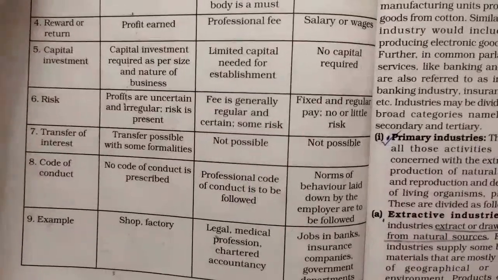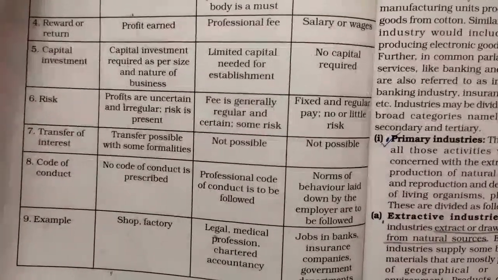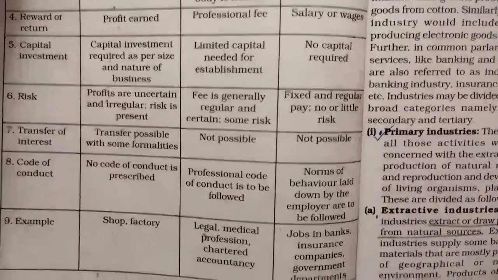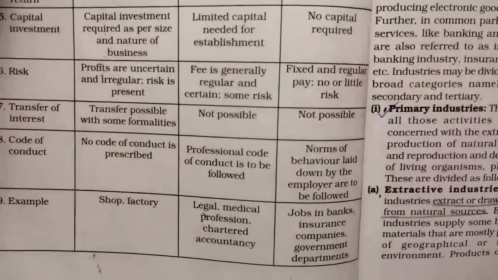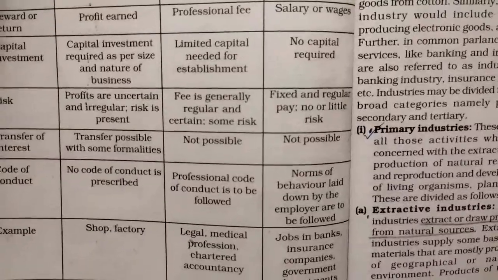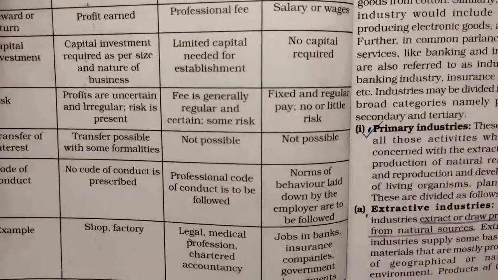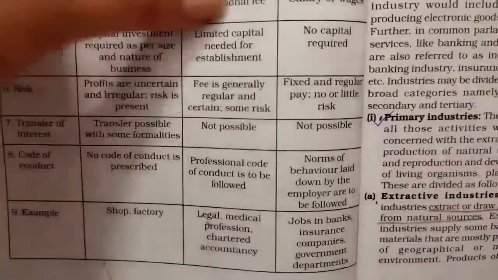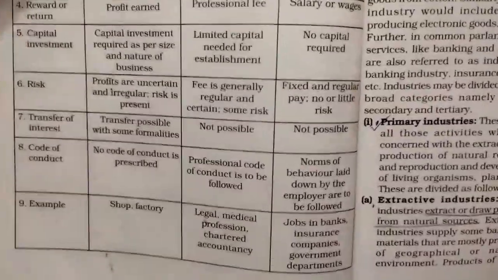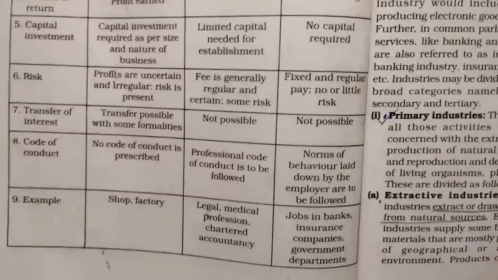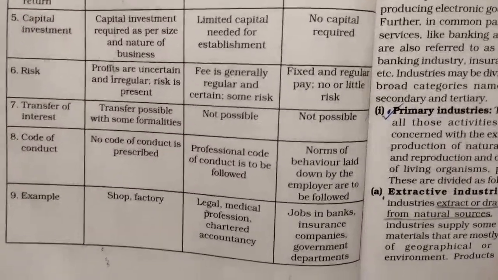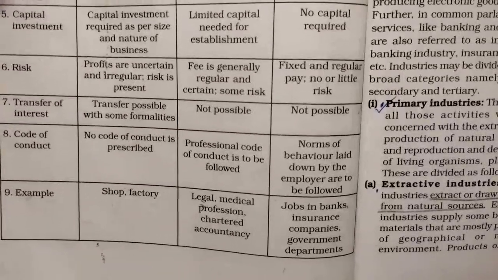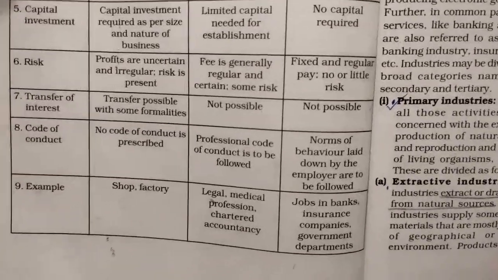Now talking about code of conduct, no code of conduct is prescribed in the business. Talking about professional, a professional code of conduct is to be followed. Talking about employment, norms or rules or regulations are set by the employer and they are to be strictly followed. For example, business may be in a shop or factory; professional is legal or medical, or chartered accountancy; and employment means jobs in banks, insurance companies, government departments, etc.